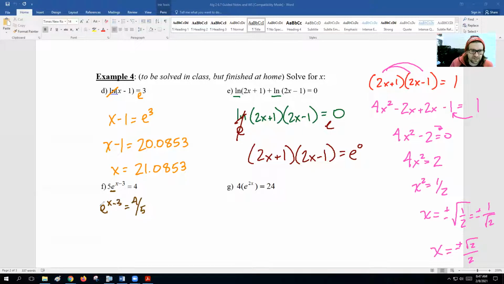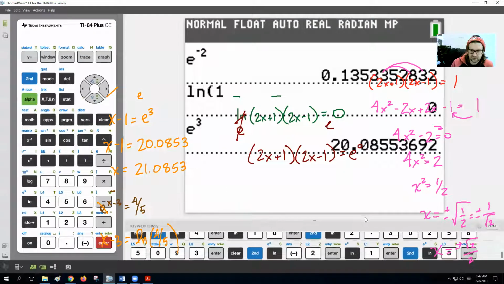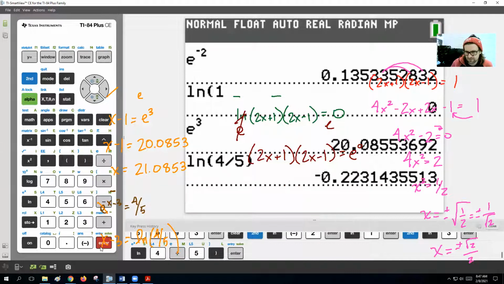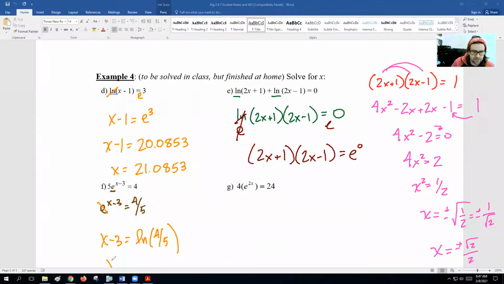All right, to get rid of the e, we've got to ln the other side. So x minus 3 is equal to the ln of 4 divided by 5. Now we could split this up, but really we're just going to type it into the calculator. So take out your calculator, and we can just type in ln of 4 divided by 5. It will do all the math for us. We get negative 0.2231. So x minus 3 equals negative 0.2231.